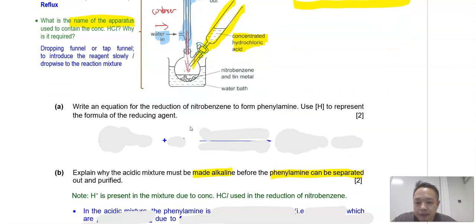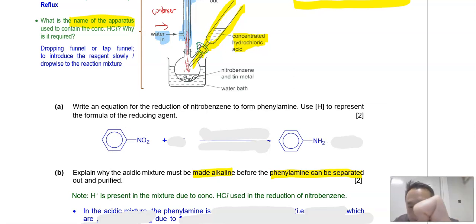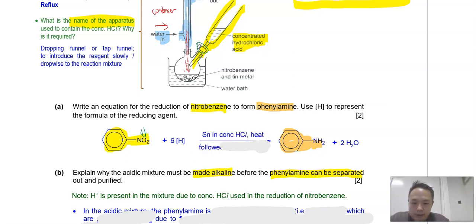Okay, first part in A, we are supposed to write equations for the reduction of nitrobenzene. So nitrobenzene, NO2, to form NH2, phenylamine. The question is, how many H's do we need? So some of you may be very simplistic. You think that, oh, you just need to replace the two O's to give NH2. But in fact, the oxygen here will also need to be reduced to form water. So 2 oxygen will give you 2 moles of water, and as a result, you need a total of 6 hydrogen. Okay, so the conditions: tin, concentrated HCl, heat, followed by NaOH.